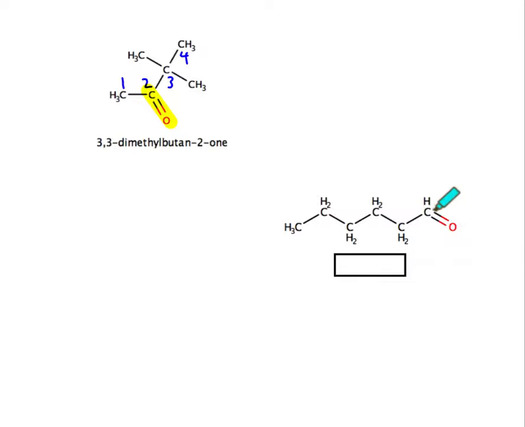Here's the last one on this one. Carbonyl group on a terminal carbon, so that is an aldehyde, 1, 2, 3, 4, 5, 6 carbons long, so that is hexanal.